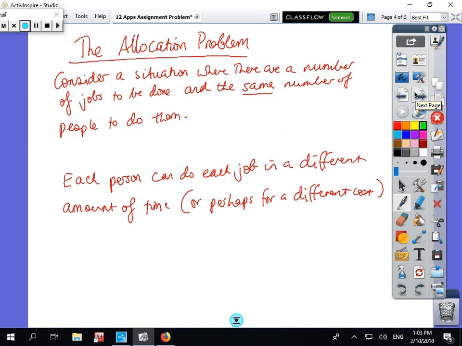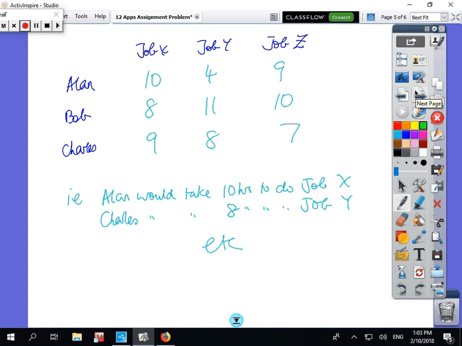Now we move on to what's called the allocation problem. Consider a situation where there are a number of jobs to be done and the same number of people to do them. Each person can do each job in a different amount of time, or for a different cost. So we've had bipartite and now we're looking at allocation problems. Copy that, come across. Here's an example. Alan, Bob and Charles are three people and there are 3 jobs, job X, job Y, job Z, and they can only do one job each, and we've got to work out the quickest way of doing it.